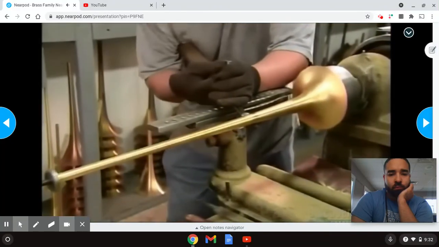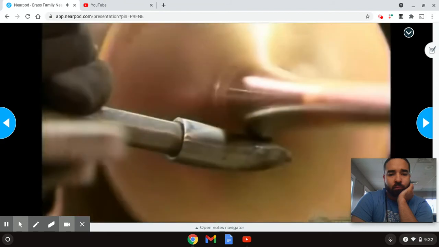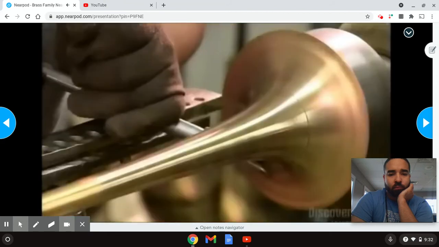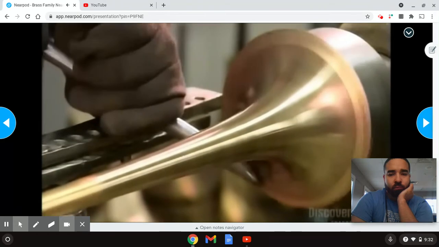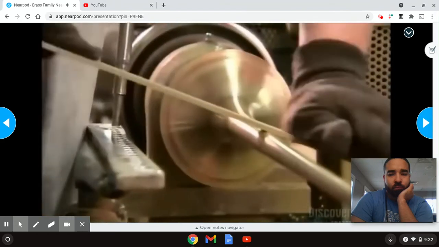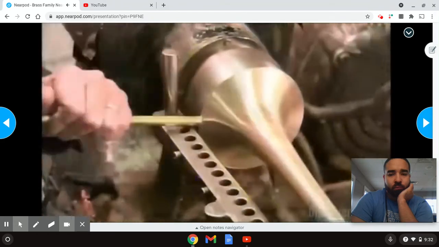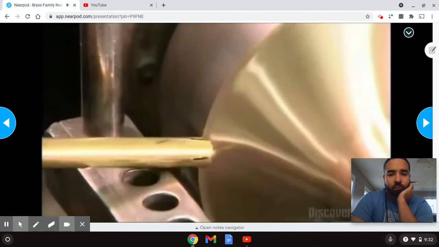Then the bell goes onto another mandrel mounted on a lathe. They push the brass against the mandrel to finalize the shape. Then they file the metal smooth. Now for the bell's rim, called the bead.